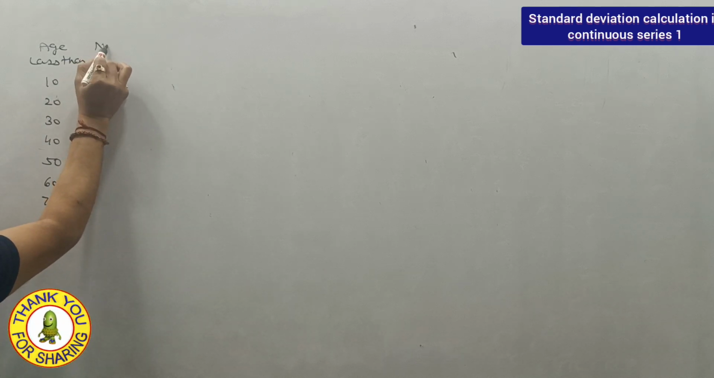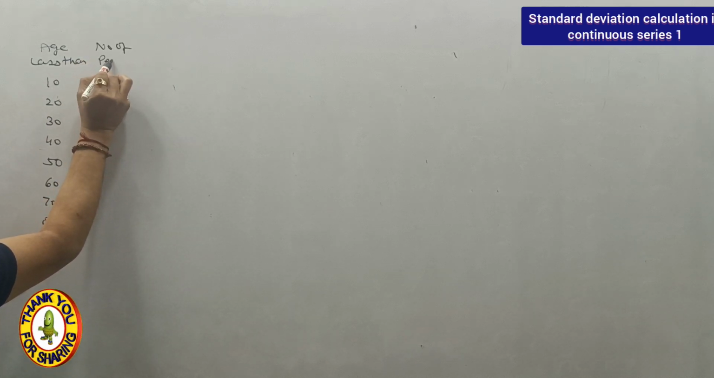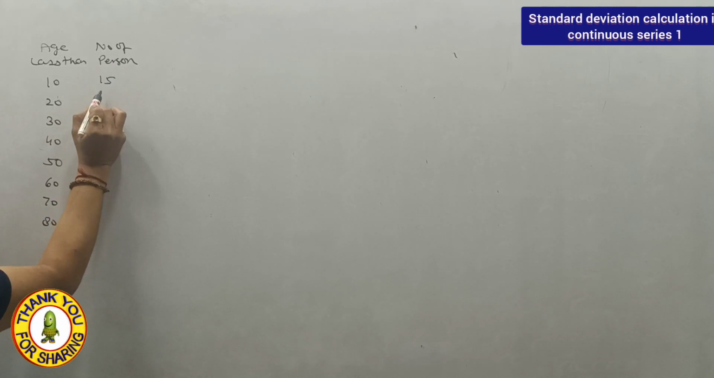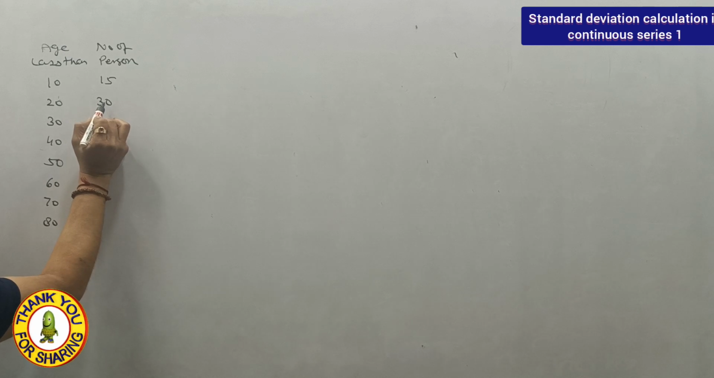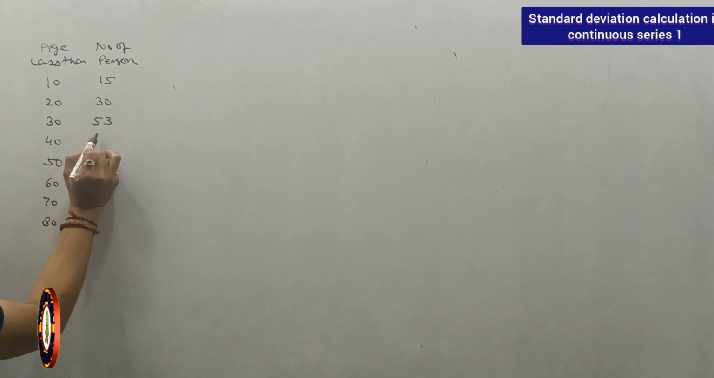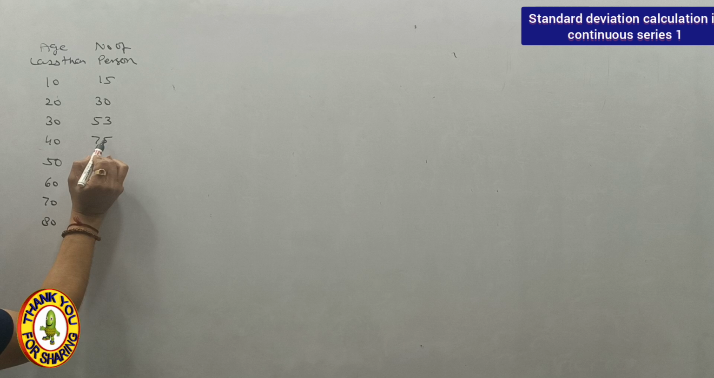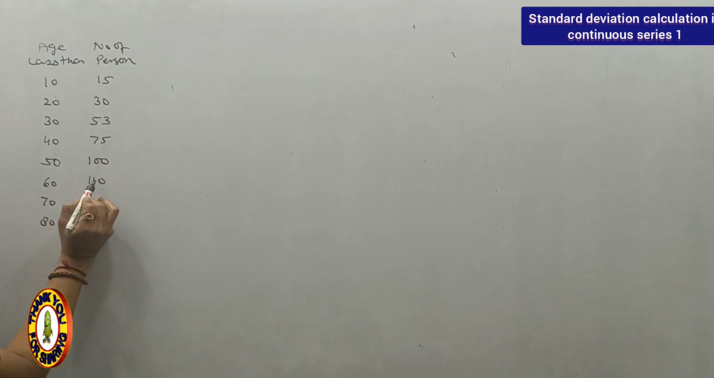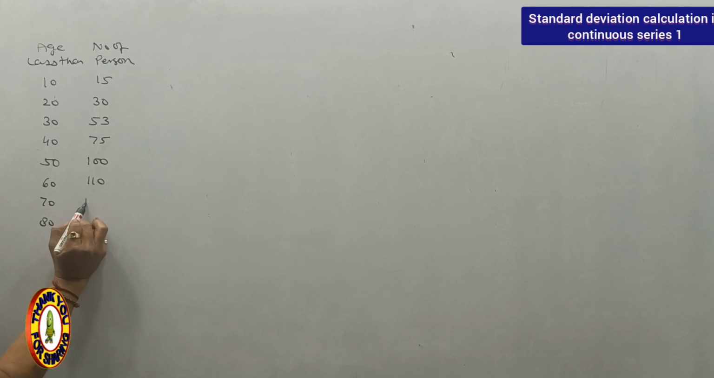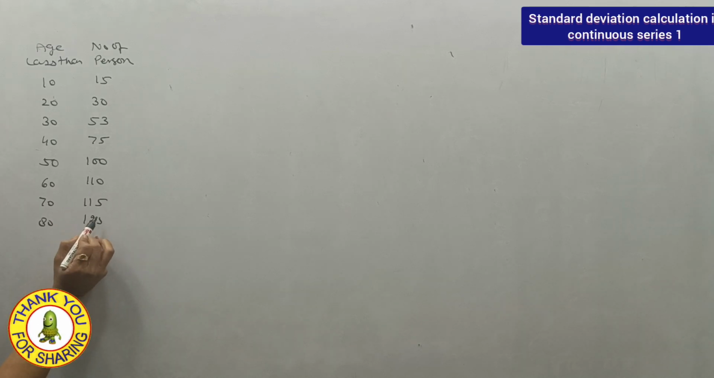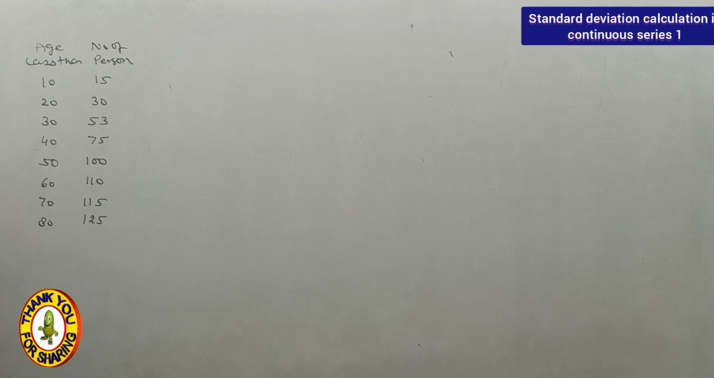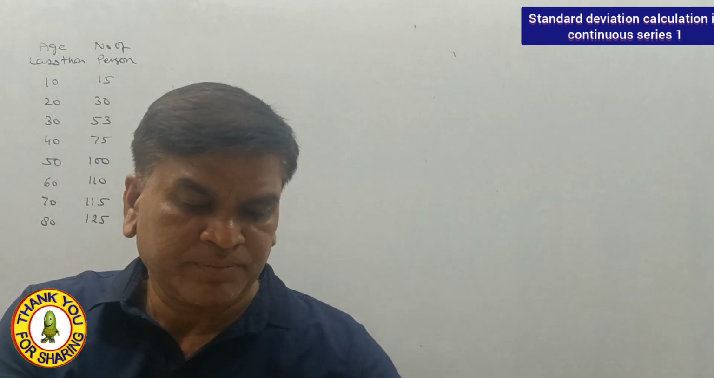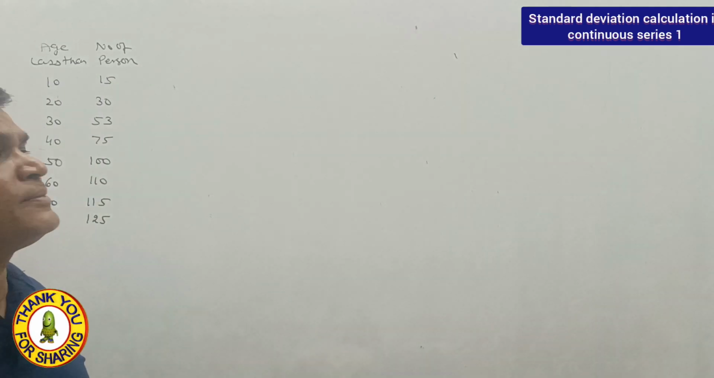Number of persons: 15, 30, 53, 75, 100, 110, 115, 125. We are to calculate the standard deviation. Calculate the standard deviation with the assumed mean method here.